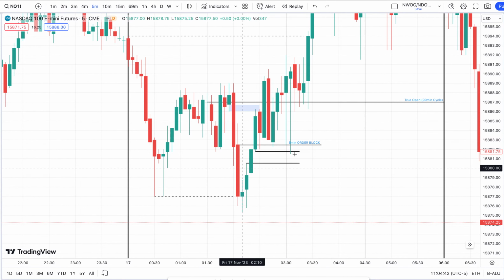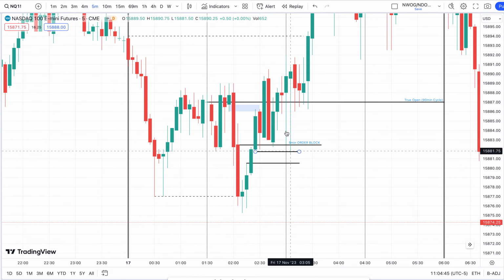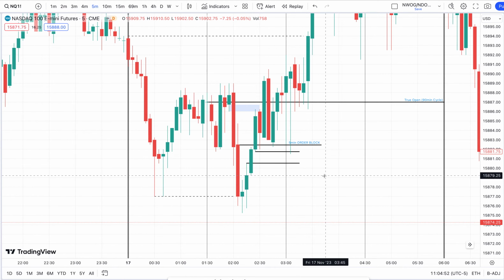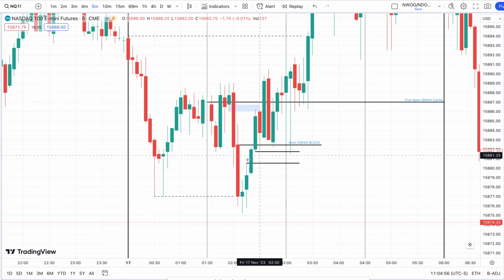So this area is now sensitive. We are in Q3. We want to buy below true open. So anywhere in this order block, there, or there you could be buying. But you see how it pushes deeper into this fair value gap.